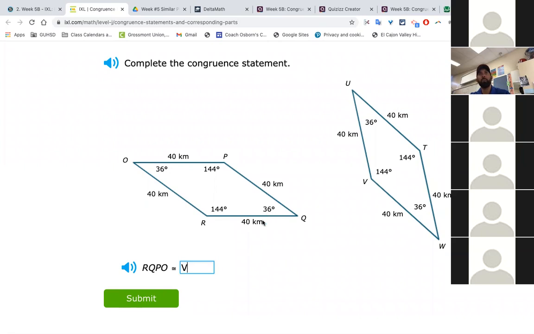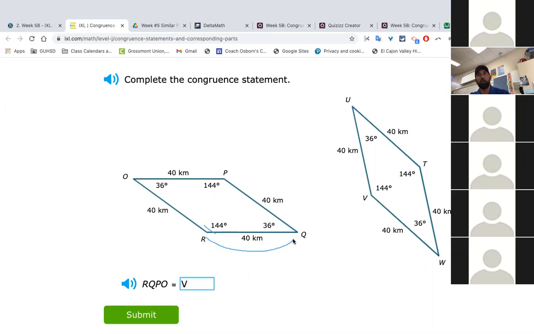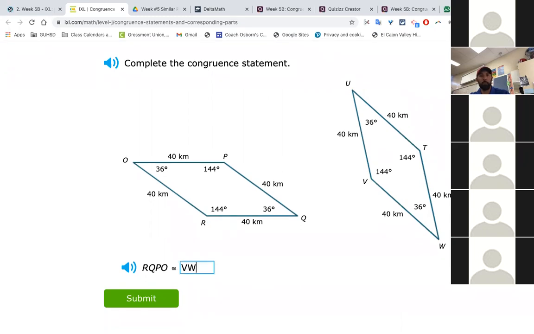So V. And if we're going to go with V, it says Q is next. So that means it's going this direction. Let me show you what I mean. If we're going from R to Q, what direction is that? That would be counterclockwise. So that means on this triangle, we'll go from V to W, and then W to T, and then from T to U. So we want to go in that direction. Okay, so here we go, V, W, T, U.